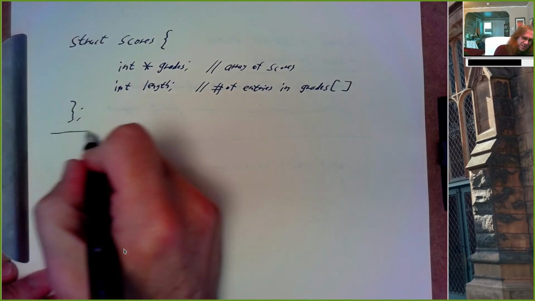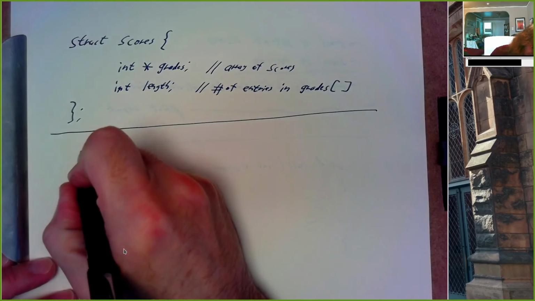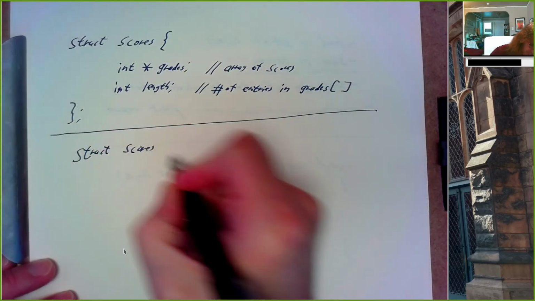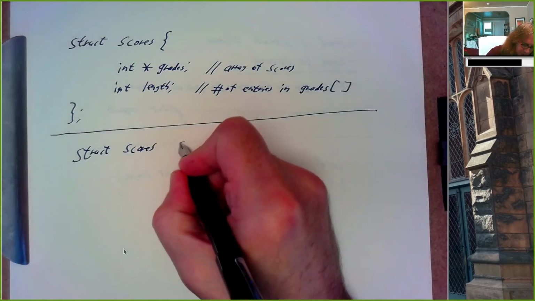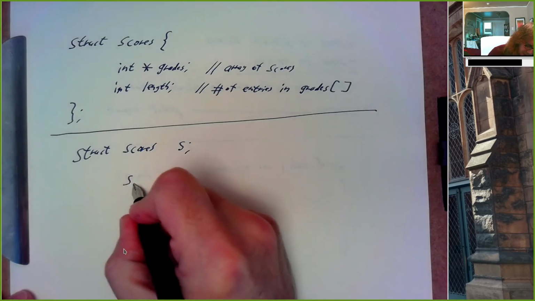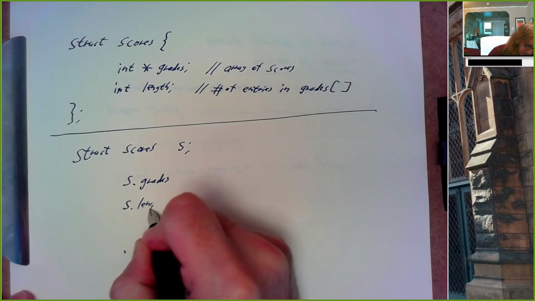So we make this statement, and it creates basically a new type of variable for us called a struct scores. And now I can say struct scores S if I want a lazy variable name. And S is now this new type of variable that has two pieces to it. Once I've made this declaration, I can say S dot grades, or I can say S dot length.